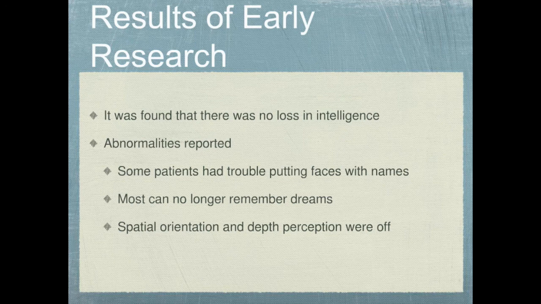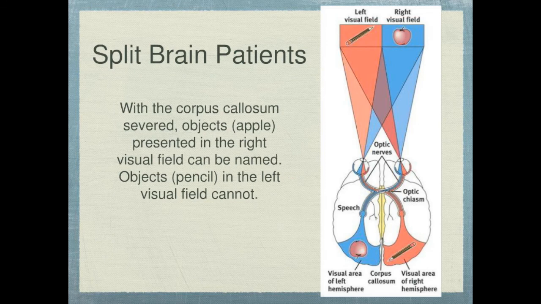So we found there's no loss in intelligence if somebody severs the corpus callosum. Most people can no longer remember dreams. They have trouble putting faces with names. Spatial notation and depth perception are off, but that's really all it is.